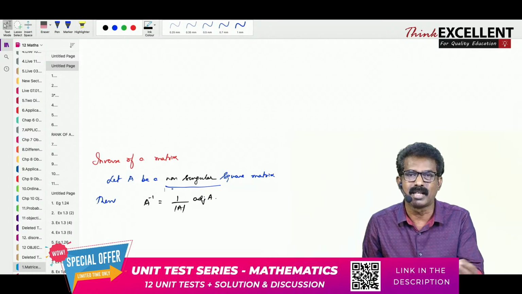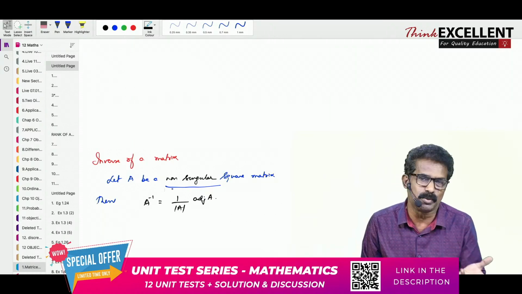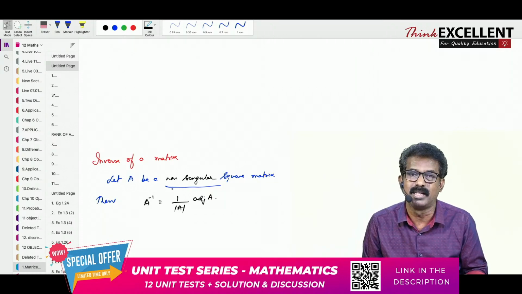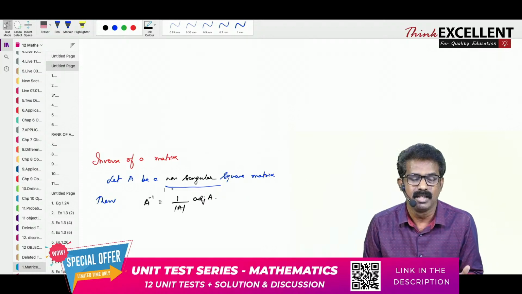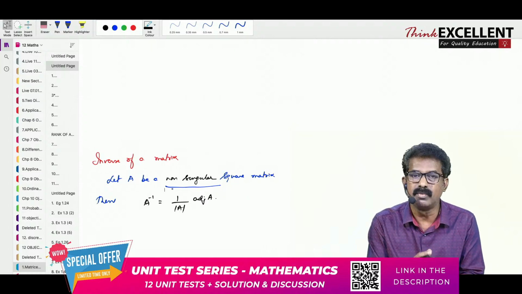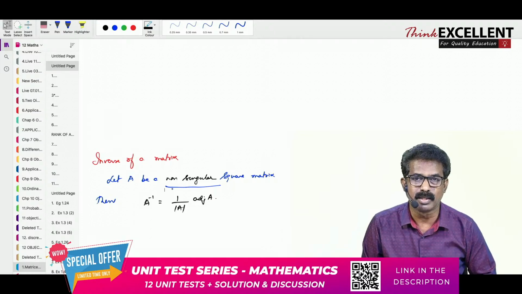Define set: a set is a collection of well-defined objects, and one example. That is 2 marks, right? That was the first question. Sometimes the question may be like this: define the inverse of a matrix. Don't just write the formula, or you won't get full marks.